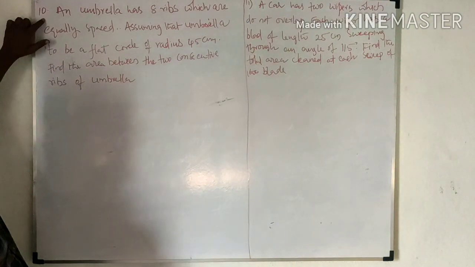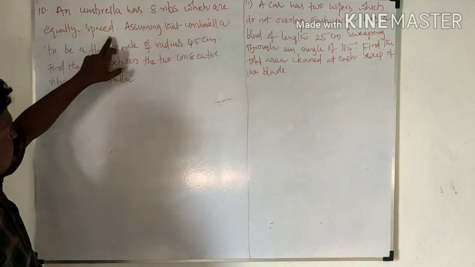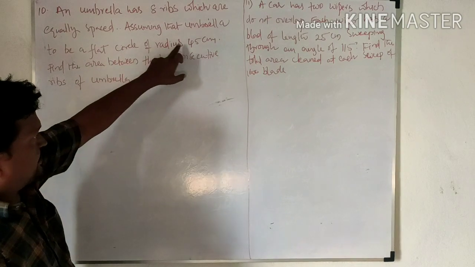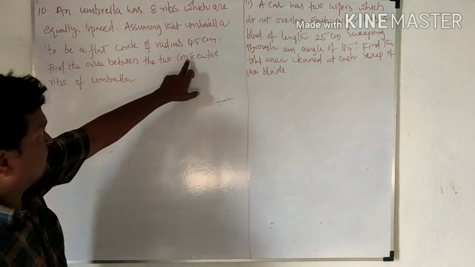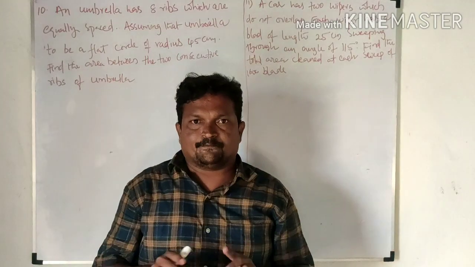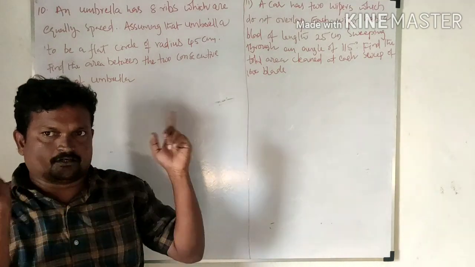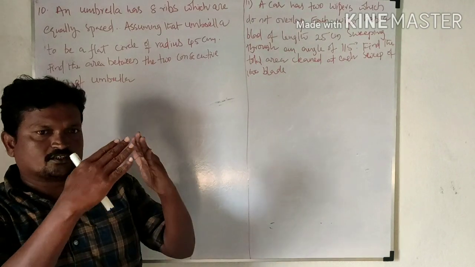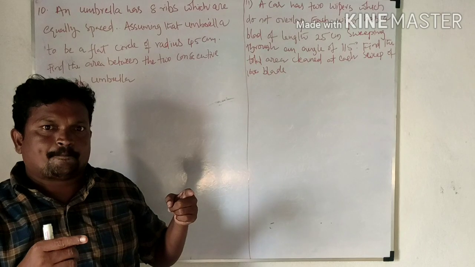Now let us see the 10th question. An umbrella has 8 ribs which are equally spaced. Assuming that umbrella to be a flat circle of radius 45 centimeters, find the area between the two consecutive ribs of the umbrella. So here the umbrella is in the shape of a circle. Ribs means some iron rods are there. So between every two consecutive iron rods, it looks like a sector.